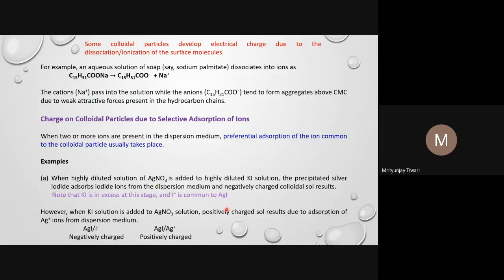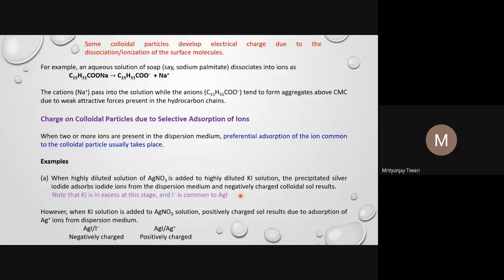So if the dispersion medium contains, suppose, an electrolyte, it may have two different charges. The ion which is common to the ion already present in the colloidal particle gets absorbed. So the ion common to the colloidal particles is the only one absorbed by them, and so a different charge will appear on the colloidal particle.